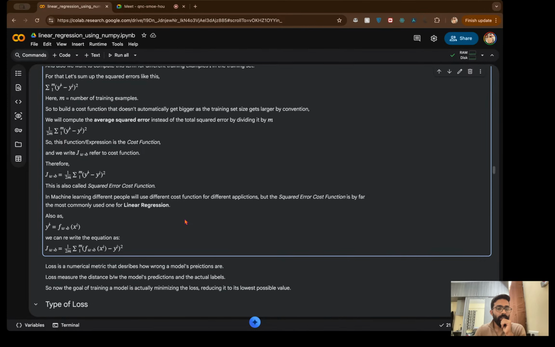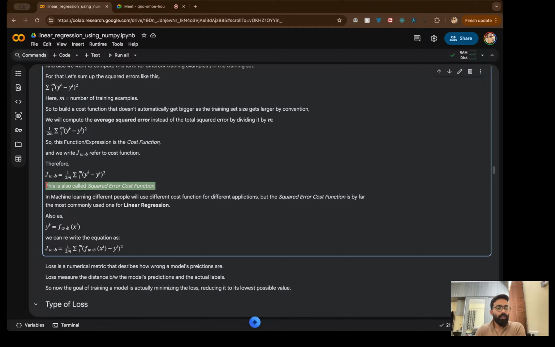In machine learning, different people will use different cost functions for different applications, but the squared error cost function is by far the most commonly used one for linear regression. This is our cost function.